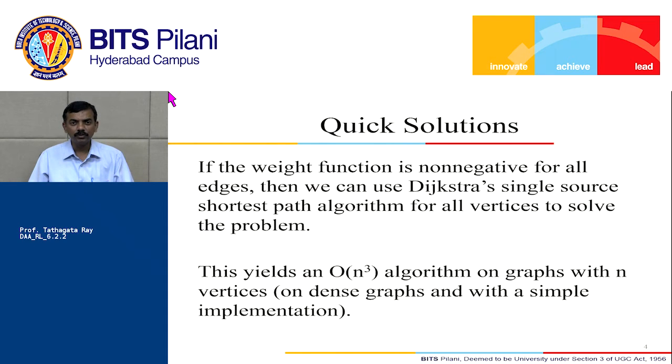Immediately it comes to mind: what if I use Dijkstra to find the shortest path? For Dijkstra, the requirement is that the weight function be non-negative, that is, all the edge weights should be greater than or equal to 0. If the edge weights are non-negative for all edges, then we can use Dijkstra's single source shortest path algorithm from all vertices to solve that problem. And that will yield an order of n cube algorithm on graphs with n vertices, on dense graphs and with a simple implementation. So Dijkstra will be good if I know that my weights are always non-negative.